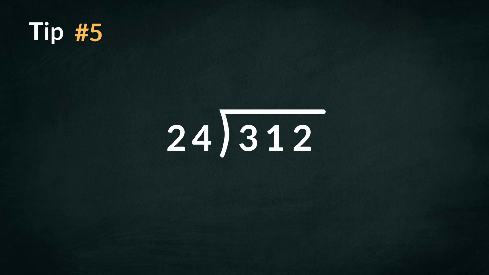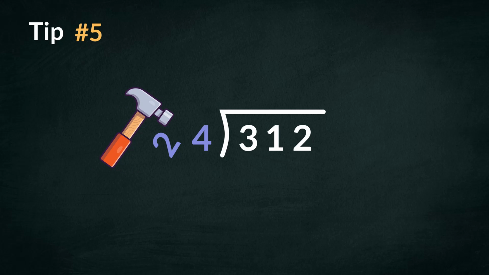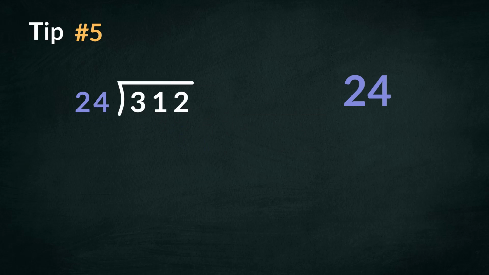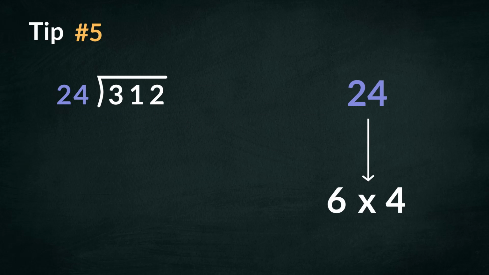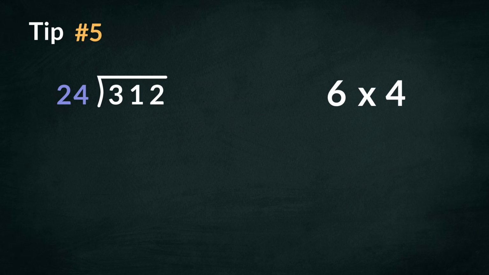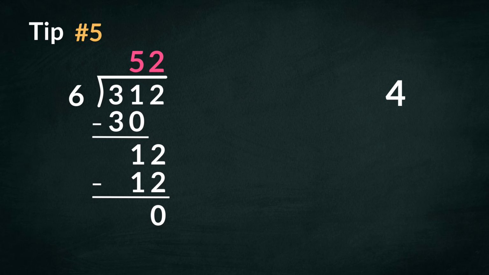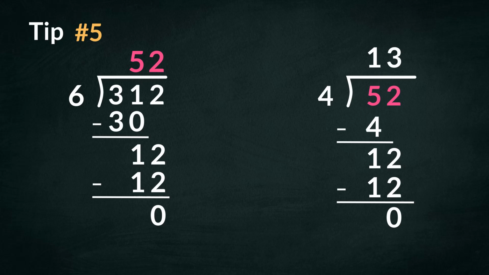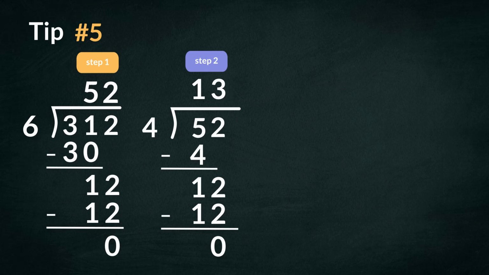Last but not least, we have tip number 5. Here's an example so you can understand it better. 312 divided by 24. If you don't like working with a multi-digit divisor like 24, you can break it down into smaller factors. Whoa, slow down there. I didn't mean break it literally. 24 is the result of 6 times 4. Instead of dividing 312 by the entire chunk of 24, you can divide it by 6 first, then take the quotient from the division and divide it by 4. Finally, after only 2 division steps, you have 312 divided by 24 equals 13.